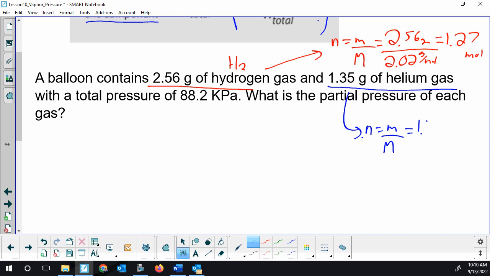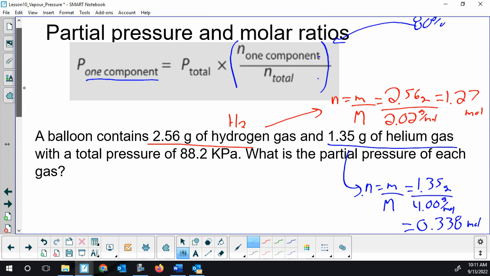So we have 1.35 grams divided by the mass of just 1 helium in our table, which is exactly 4 to 2 decimal places. So we have 0.3375 moles. I'm rounding it to 3 sig figs to put on my board, but again, you're going to keep them all in your notes. The same as the red, 1.2733, I just didn't write that down. Okay. So now we can do our molar ratio.